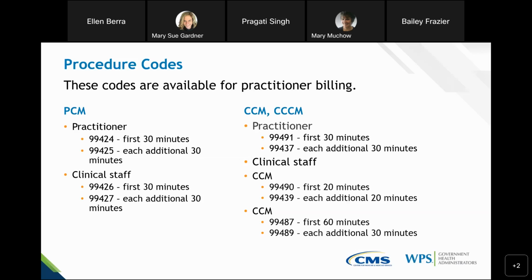Your practitioner time can feed into your clinical staff time, but your clinical staff time cannot go towards your practitioner time. So for an example, if your practitioner has 10 minutes of care that they have provided to that patient that month, and your clinical staff have 20 minutes, then you can bill that first 30 minutes clinical staff procedure code, that 99426 procedure code. And then on the right-hand side of your screen are the procedure codes and instructions for chronic care management and then complex chronic care management.